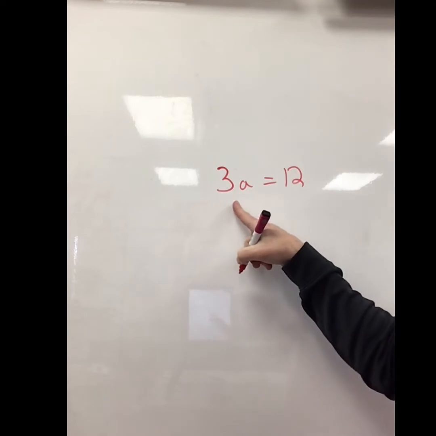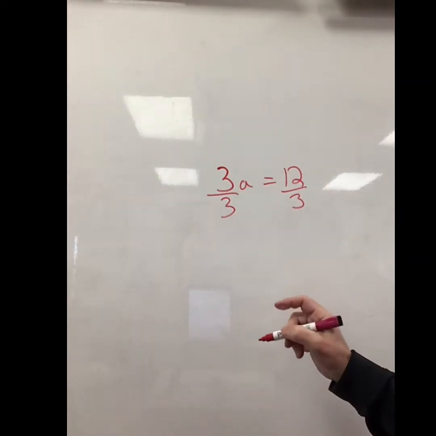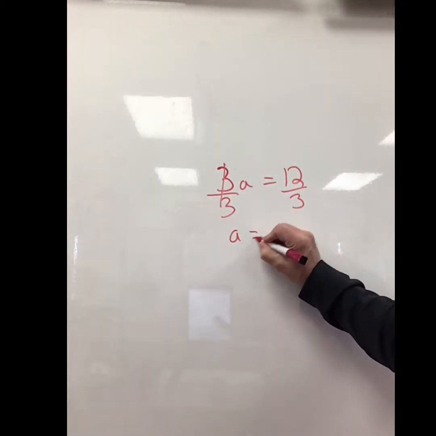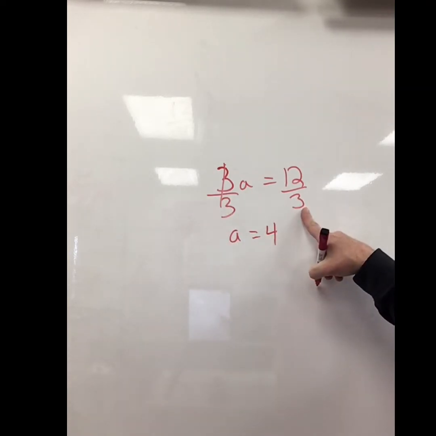If you have 3 times A equals 12, you divide each side by 3, and then this becomes 1. 1A is the same as A, and then 12 divided by 3 is 4. That's how you show your work, and that's what you have to do.